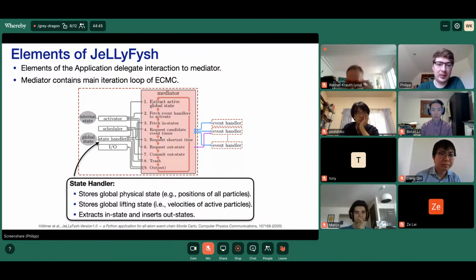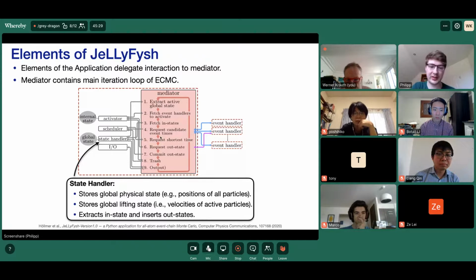The next main part of our application is the state handler. So the state handler stores the global state of our system. We divide it into the global physical state, which is just the positions of all our particles, and the global lifting state, which are the velocities and the timestamps of our active particle. So why do we separate it like this? It's because usually the global physical state is much larger than the global lifting state. So we have a position for all our particles, but in our first versions, only a single particle is active at any time. So this is why we don't store it as one.